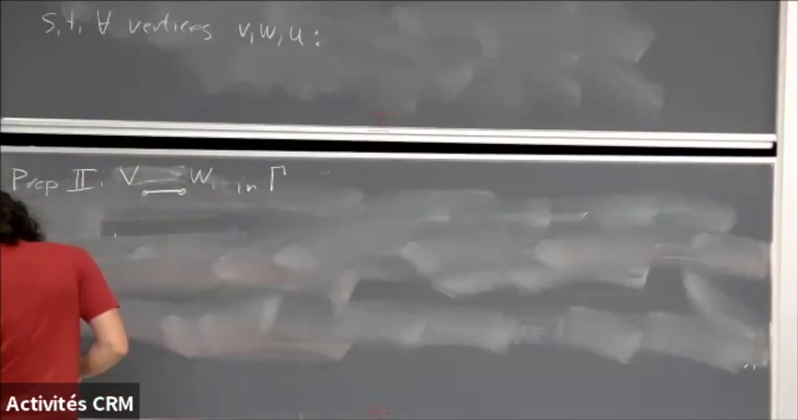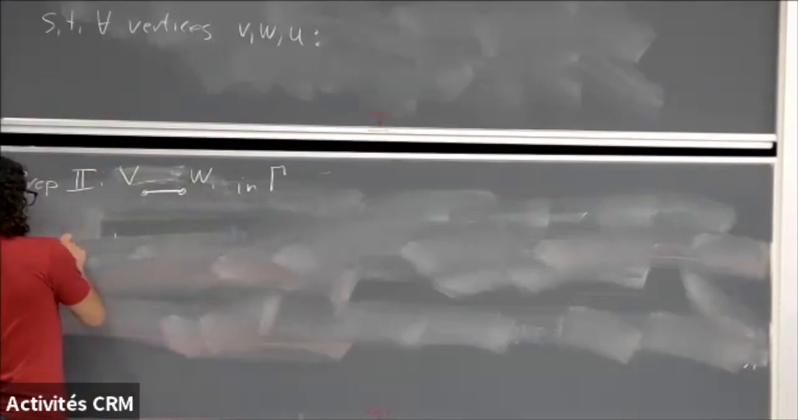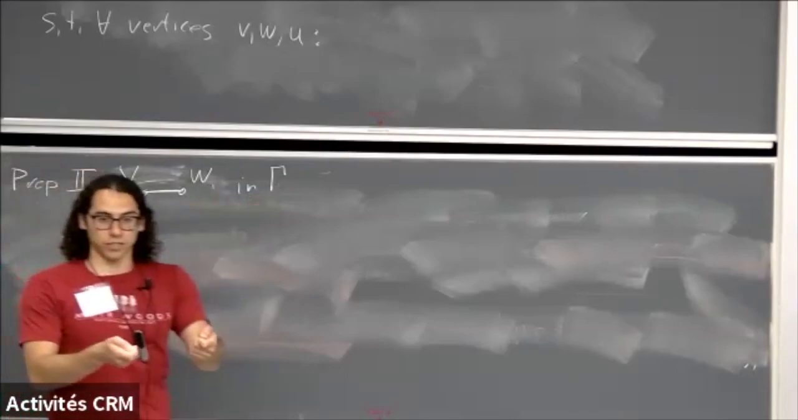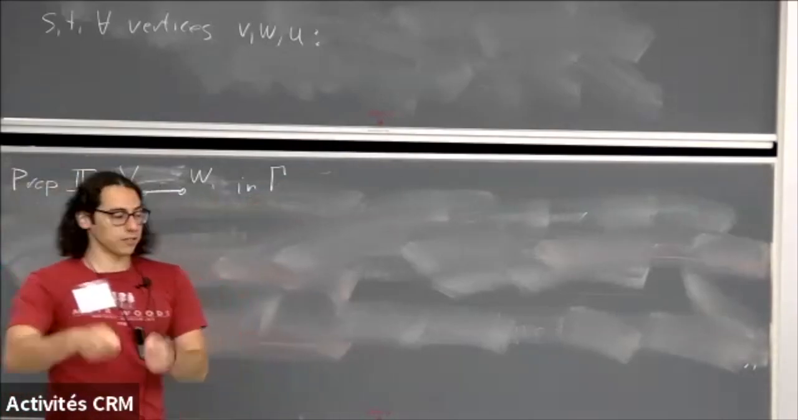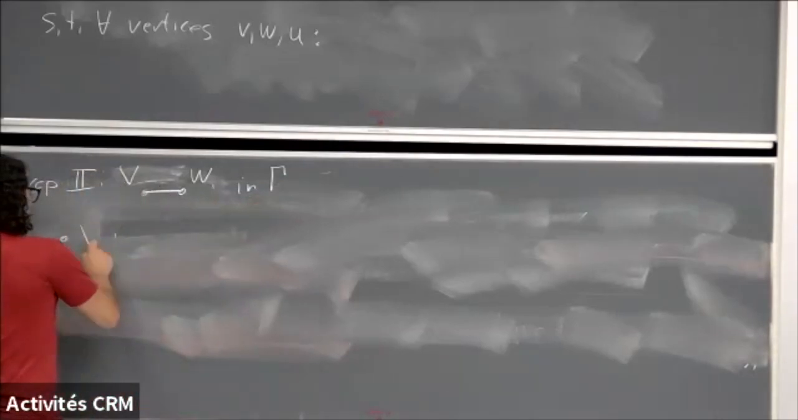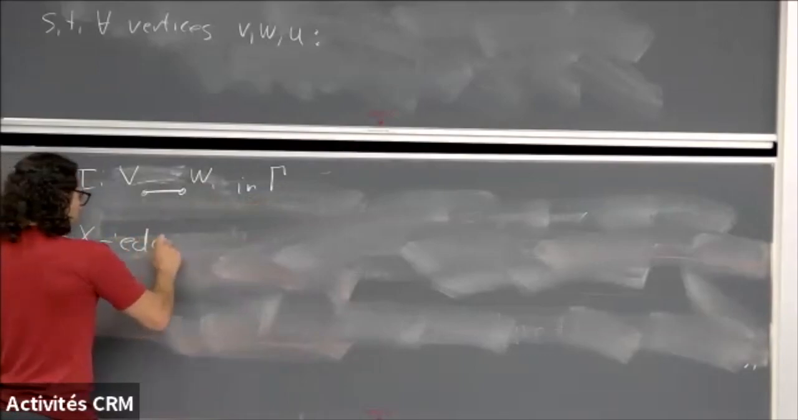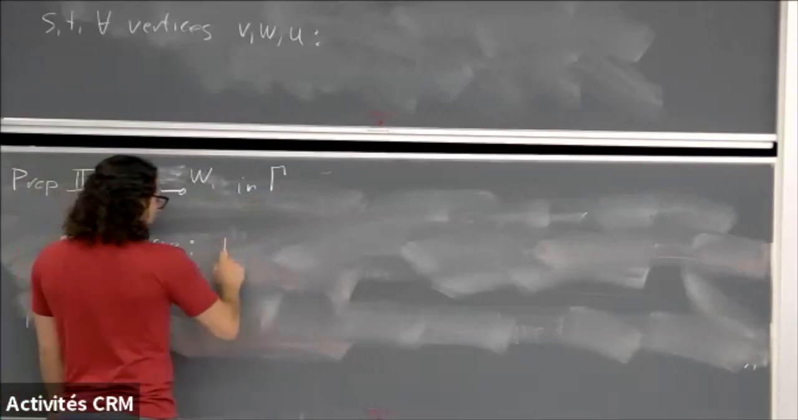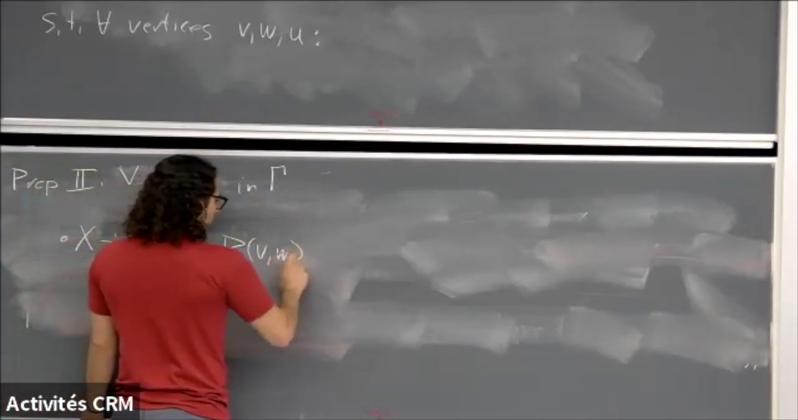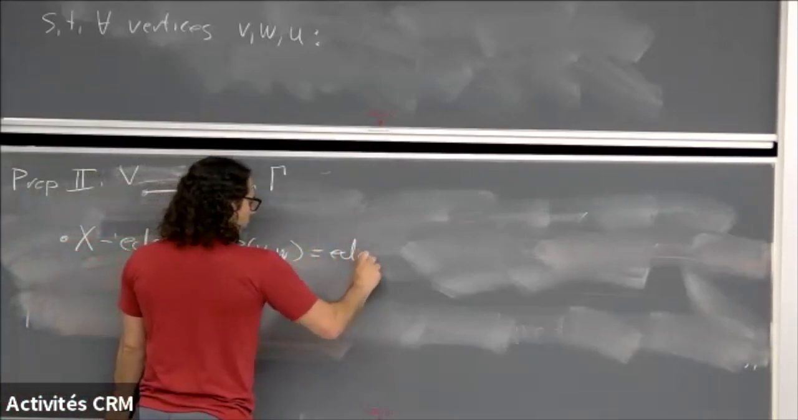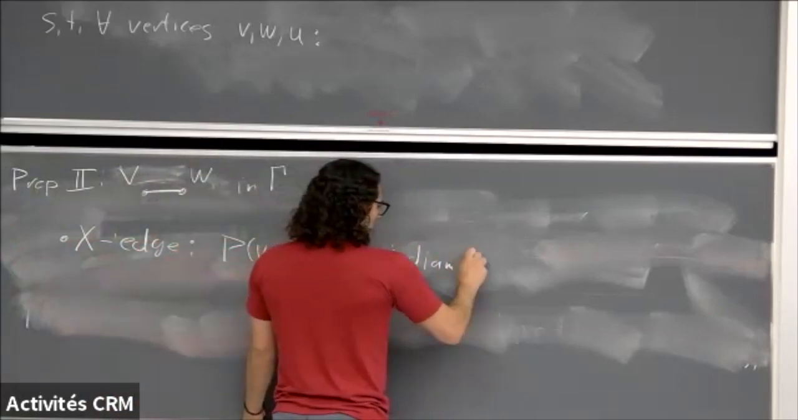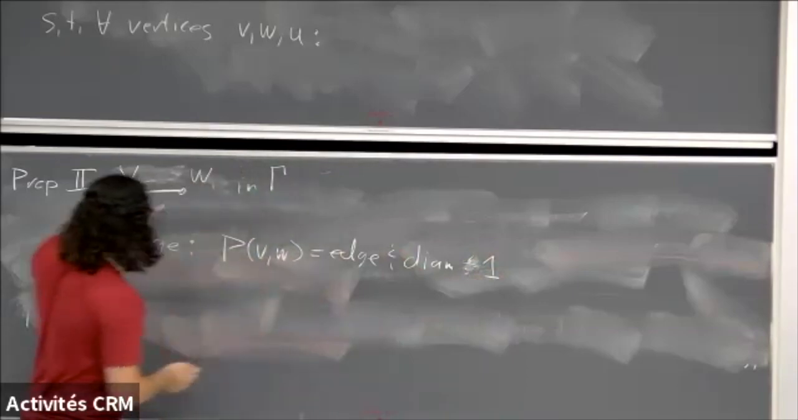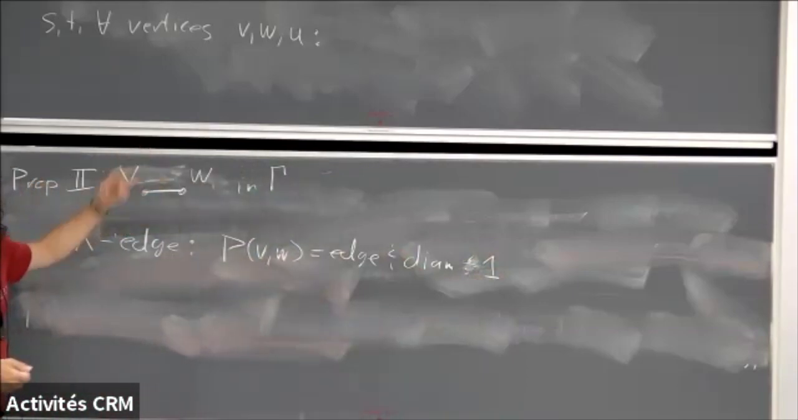Okay, there's two cases, because the edges in gamma come in two flavors. There are edges that come from X originally, and then these new electrification edges. So if I have an X edge between them, that's kind of the easy case. In that case, P of V W is this edge, and so the diameter is 1. So maybe I was lucky and this is actually an edge in X, and voila.